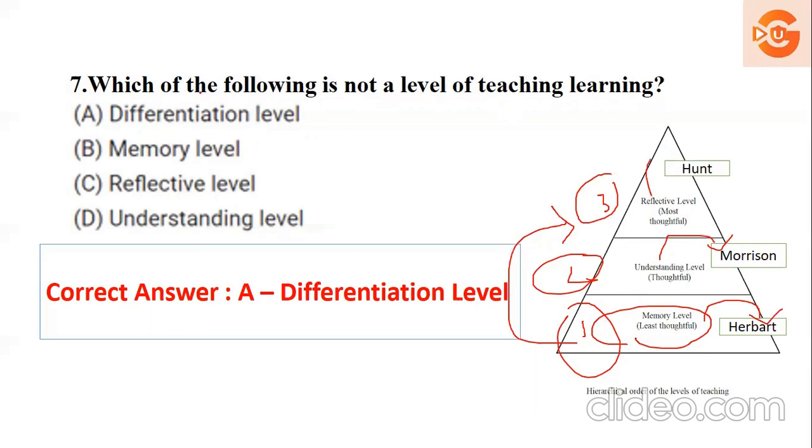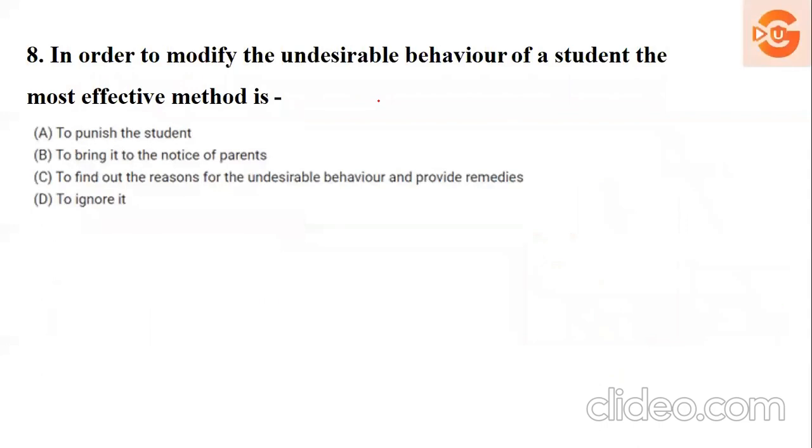So if I'm talking about the levels of teaching, which one is not a level? These three are the levels, as in the diagram we can see. So the odd one out is differentiation. See the question clearly, it says not, so you have to find out which is not. So the answer is option A.